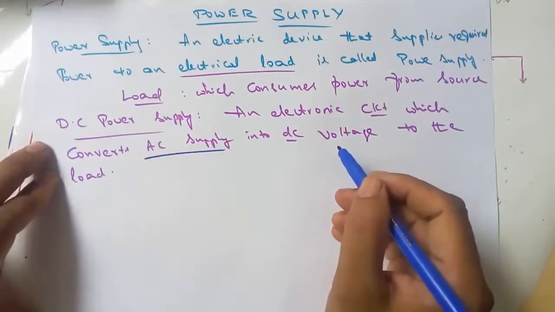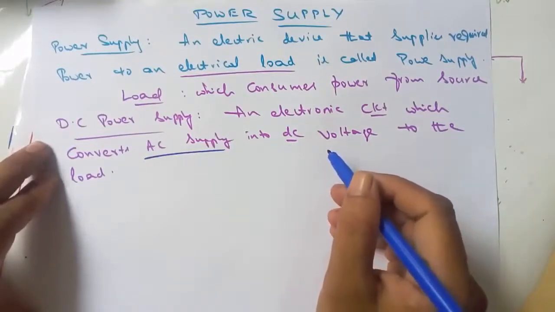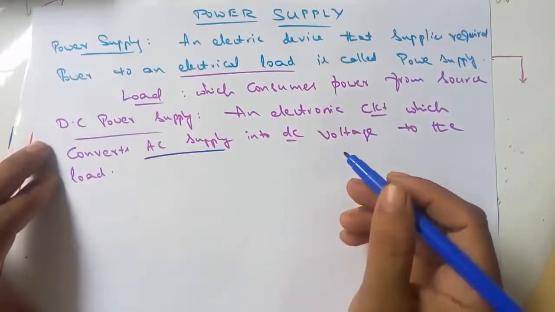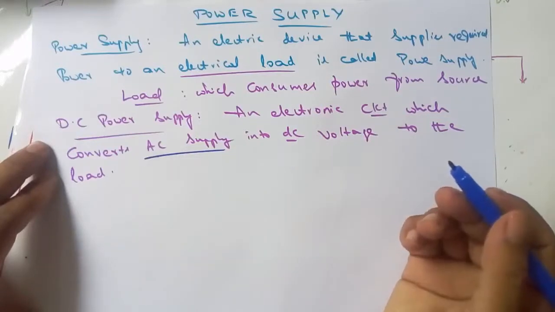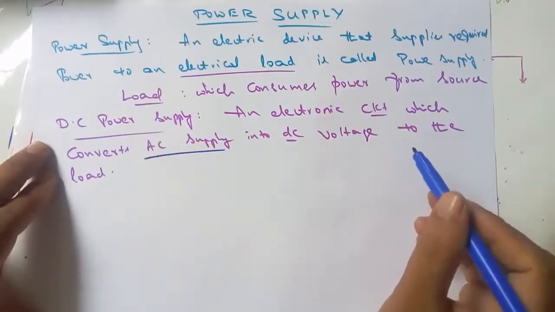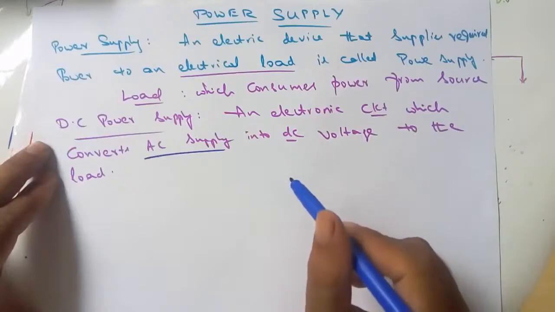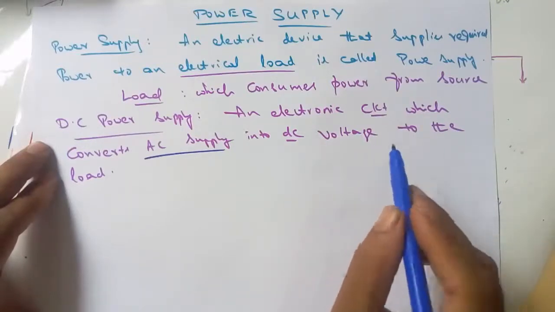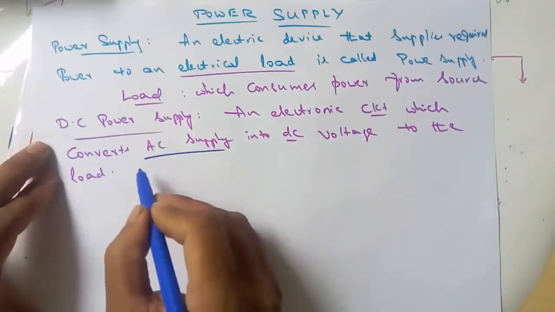Here load means what? Maybe bulbs, or a CD player, or your mobile charger, or any light, or it may be any fan, whatever it may be, that is called the load. So the load consumes the power from the source. The source gives the required power to the load. That is the operation of this.